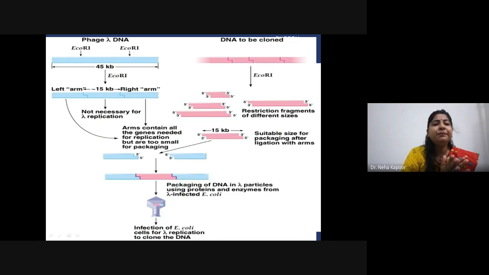Now, how can we modify these lambda phages so that large DNA inserts can be accommodated? If you think about it, the total genome size we are talking about is around 49 kb. Here you can see there are two restriction sites, EcoR1. Suppose in this complete 49 kb genome, there is a central region of genes, 15 kb in size, that are not necessary for replication.